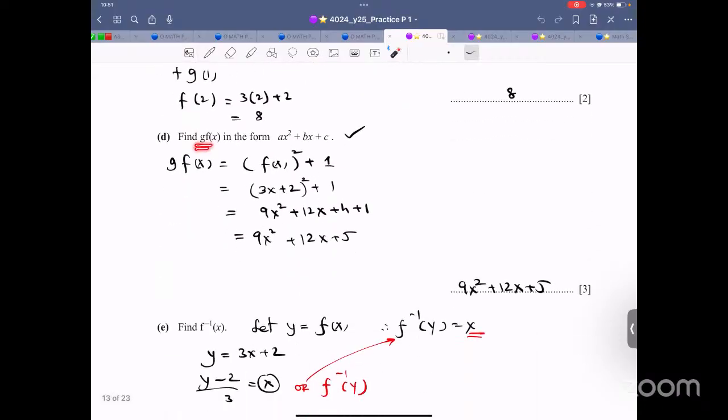Similarly, getting a composite function in this form. So g of f of x. What is g(x)? x squared plus 1. What is g of f of x? f of x, the whole thing squared, plus 1. And then you get this thing.